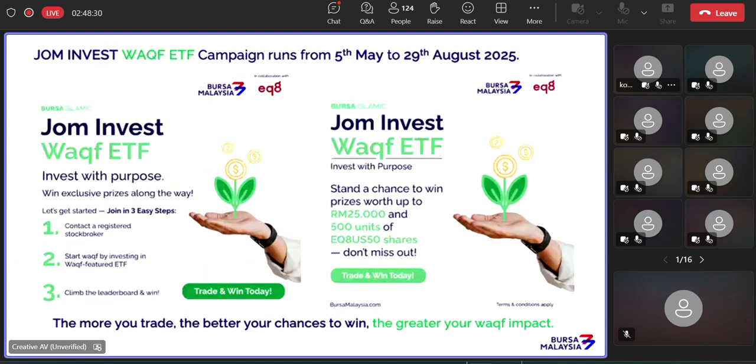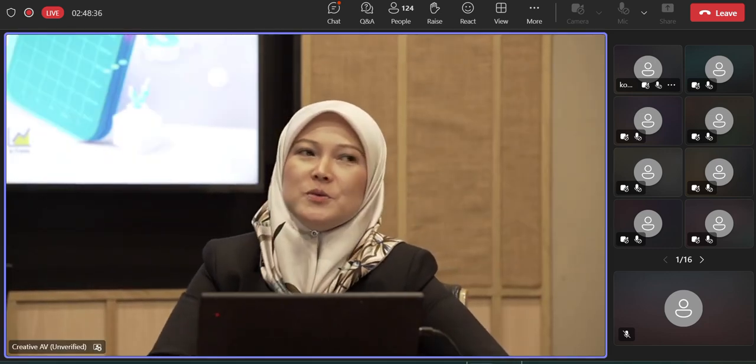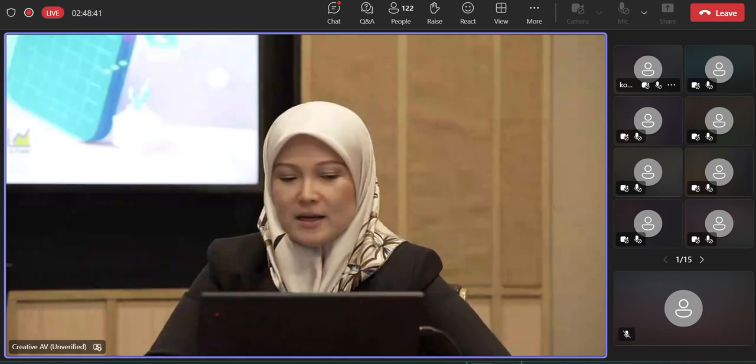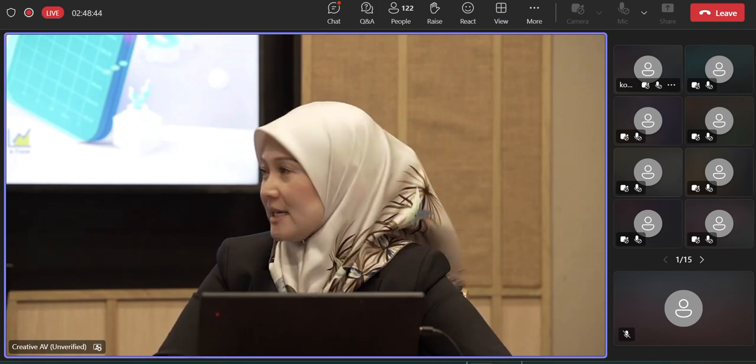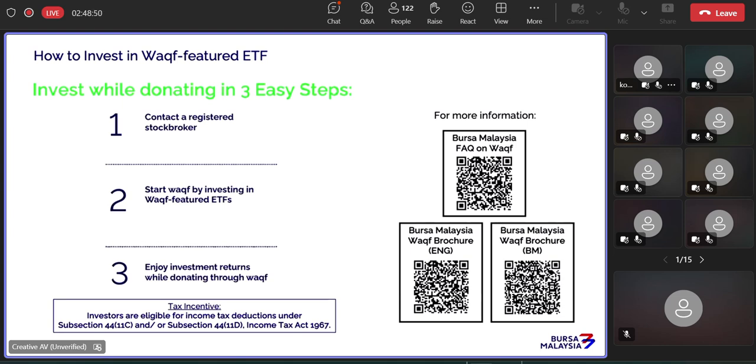And there's one thing I need to mention, which is that there's a tax incentive if you invest in this Wakaf ETF, because technically you are contributing to the Wakaf. Investors are eligible for income tax deduction under subsection 44(11C) and/or subsection 44(11D) of the Income Tax Act. So when you do your income tax declaration, there's a portion where this is put together with charity, Wakaf included, so you can disclose how much money in a year you contributed to Wakaf. So you can get a tax deduction on that.